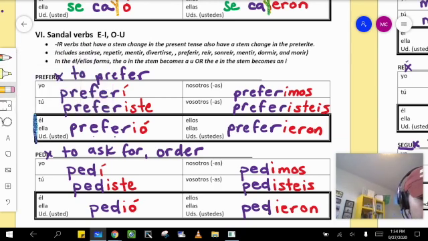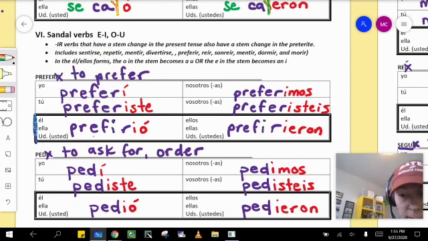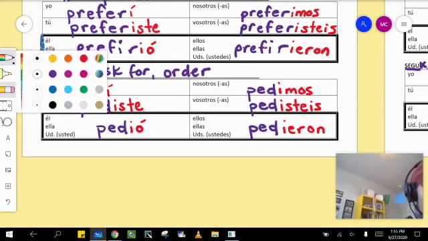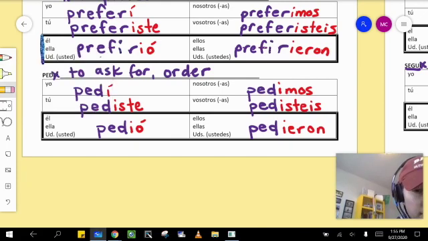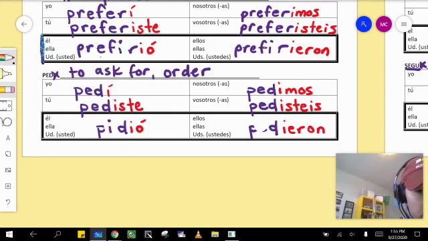So this E becomes an I. So that becomes prefirió. The second E becomes an I. So prefirió, prefirieron. Okay, let's look at pedir. Pedir, it's an E to I stem change. So this now becomes pidió and pidieron.